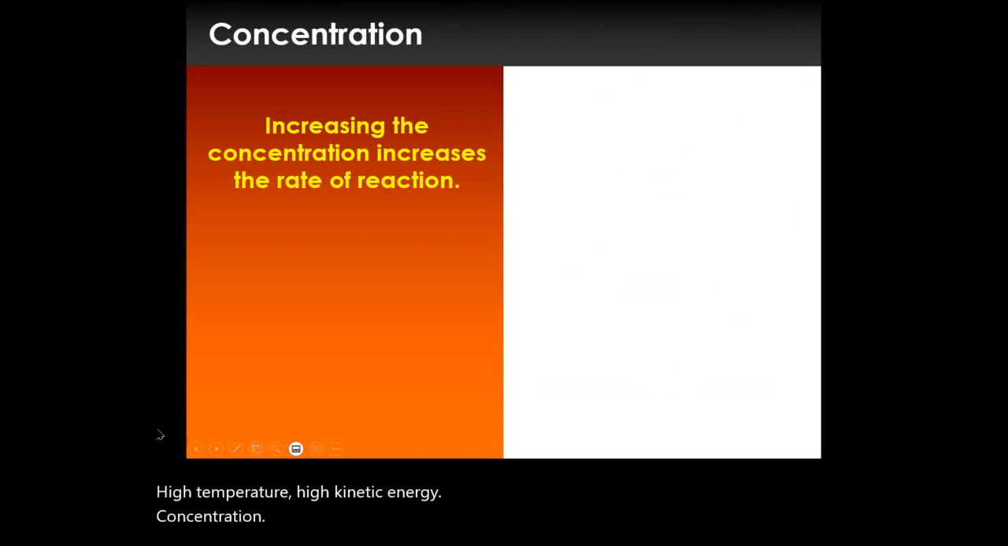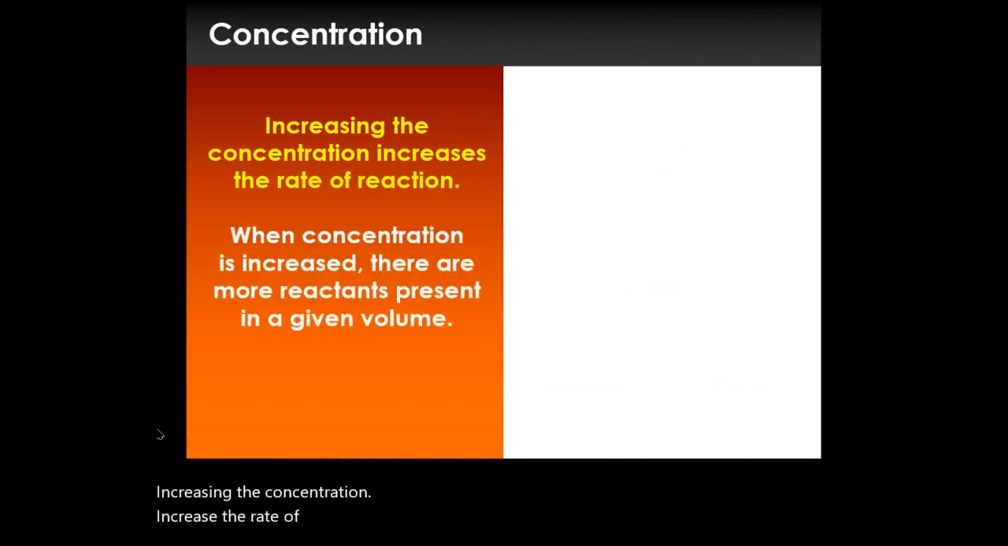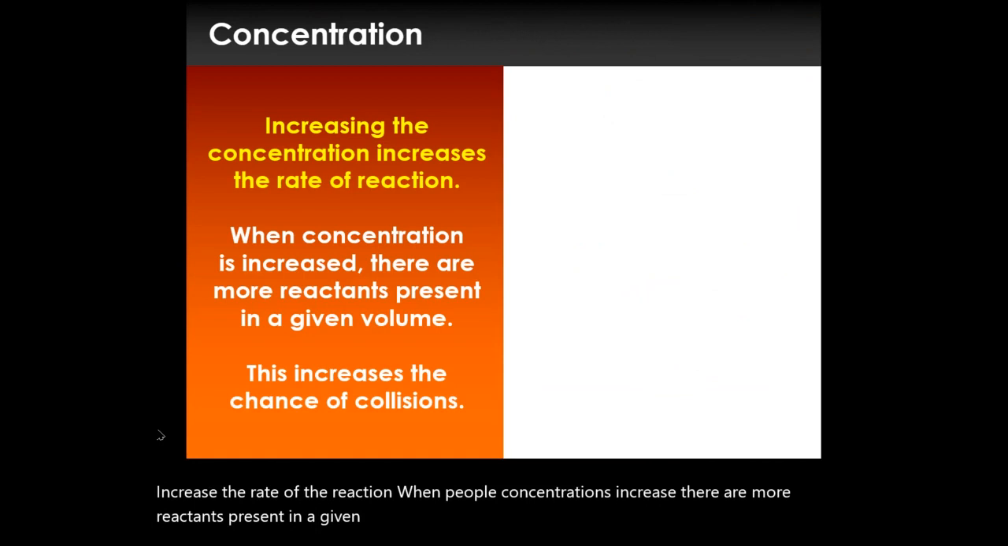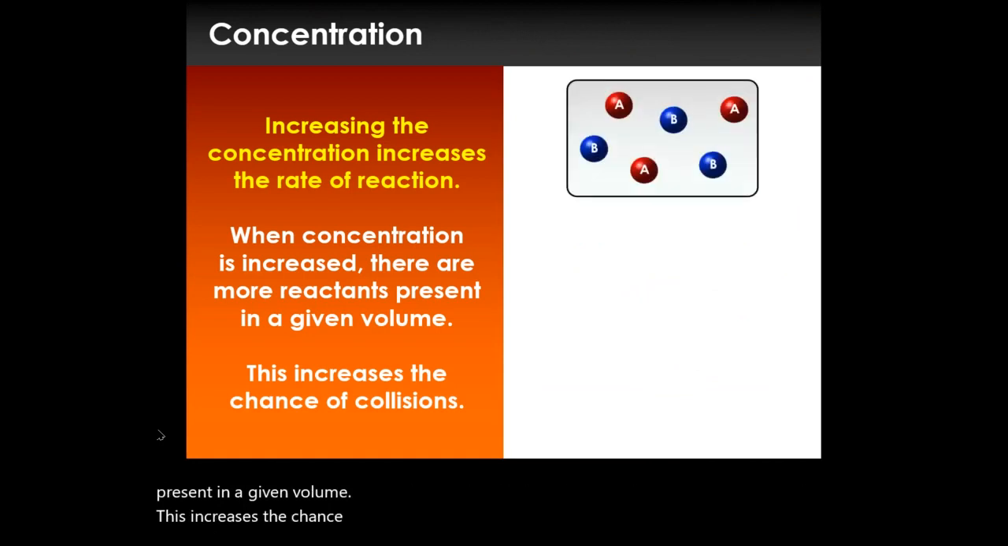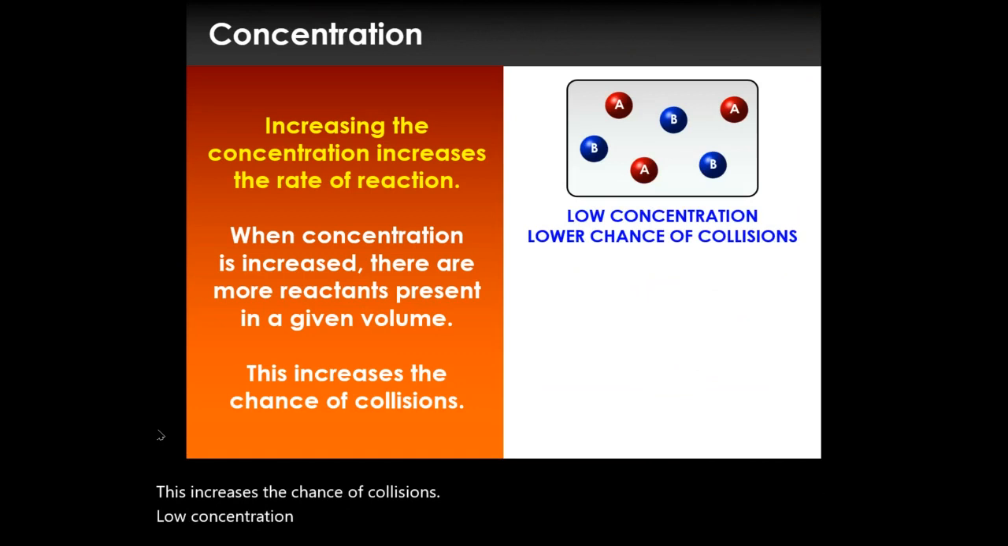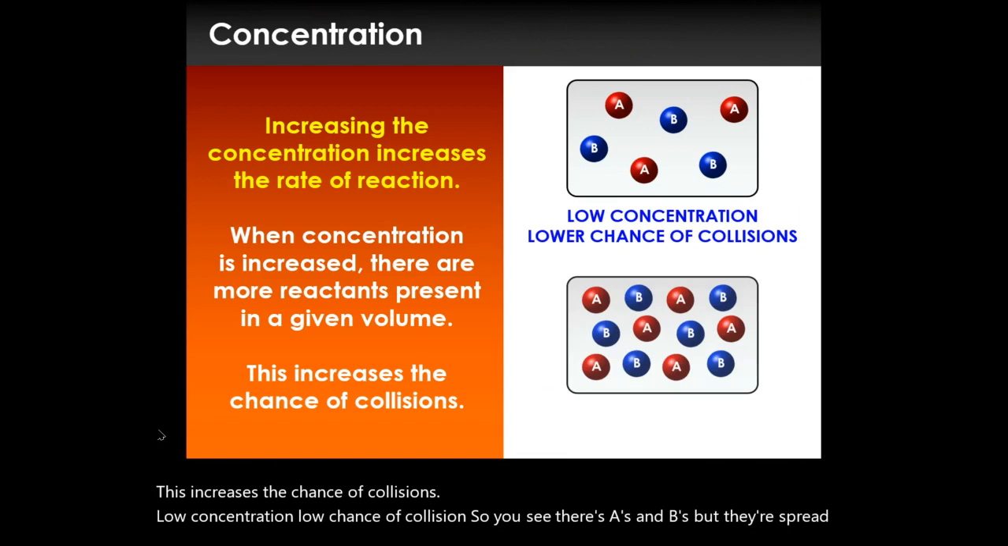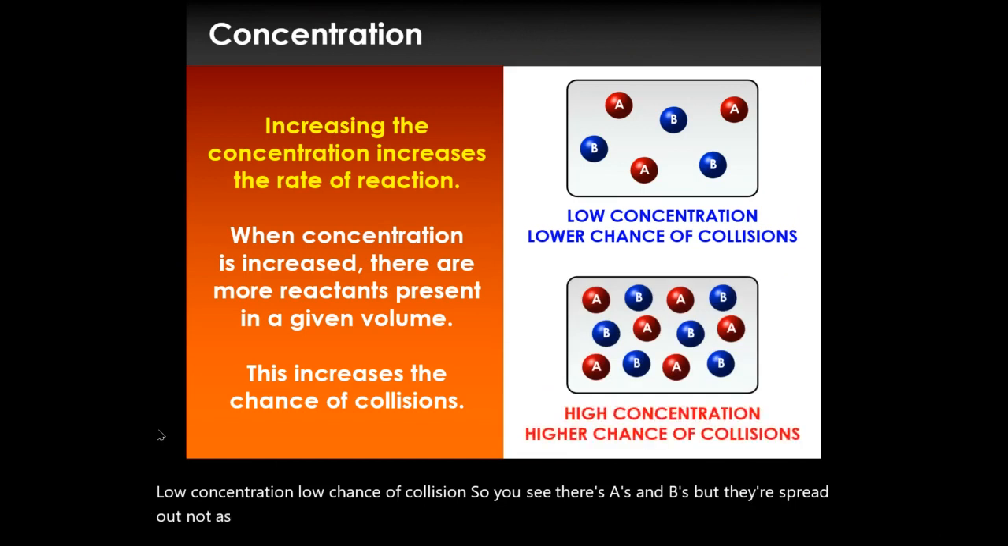Concentration: increasing the concentration increases the rate of the reaction. When concentrations increase, there are more reactants present in a given volume. This increases the chance of collisions. Low concentration, low chance of collision. So you see there's A's and B's, but they're spread out, not as many. High concentration, higher chance of collision.